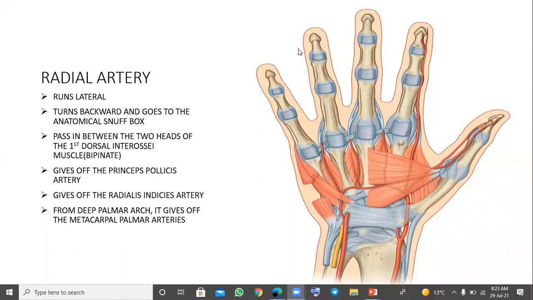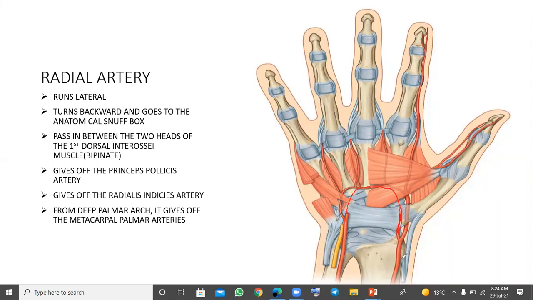Let me just draw. So this branch, the superficial branch of the radial artery, will anastomose with this branch. So this is the ulnar artery, and we say the ulnar artery will continue as the superficial palmar arch. Then the superficial palmar arch anastomoses with the superficial branch from the radial artery, like that. Okay. So before the radial artery goes to the dorsal aspect, it will give off that branch.